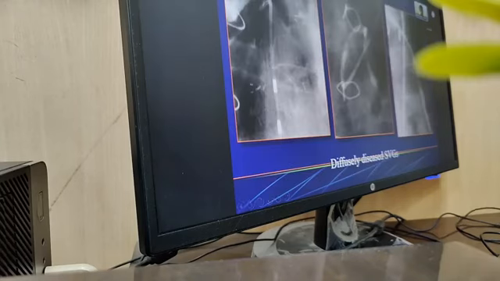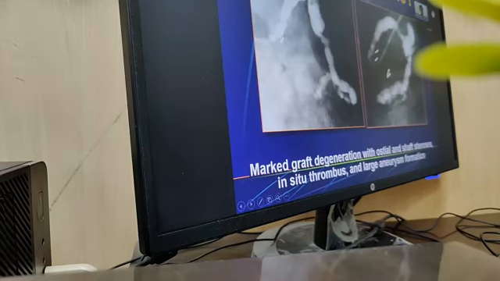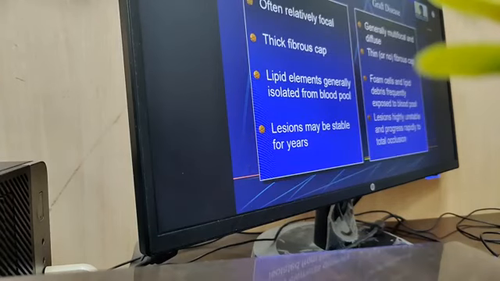Saphenous vein graft intervention, the problem is everywhere. You can see that there is mostly thrombosis and degeneration. This is how they look when they are diseased and have atherosclerosis or degeneration of the graft. So let me talk about vein graft atherosclerosis, the difference between atherosclerosis of vein graft versus native CAD.